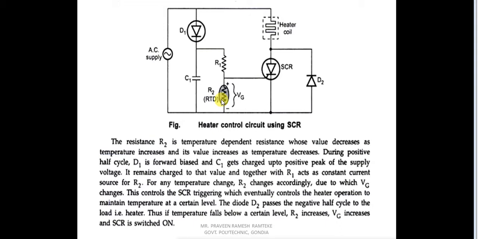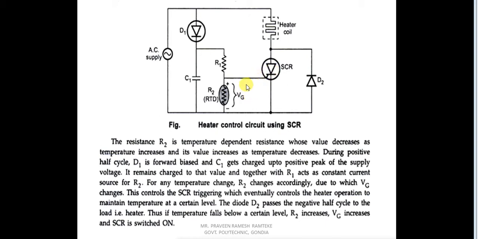Say if the temperature changes, then the value of R2, as it is temperature dependent, also changes. So as the temperature changes, R2 changes accordingly, due to which VG, the gate supply, changes. This controls the SCR triggering eventually.